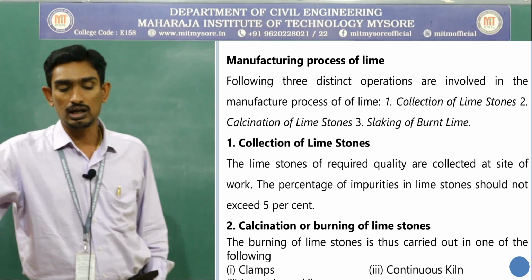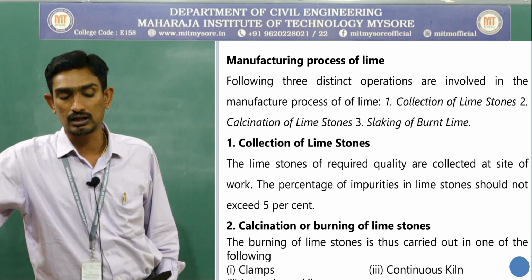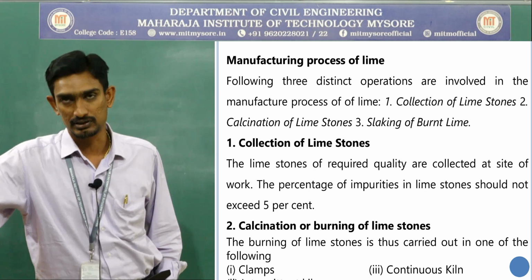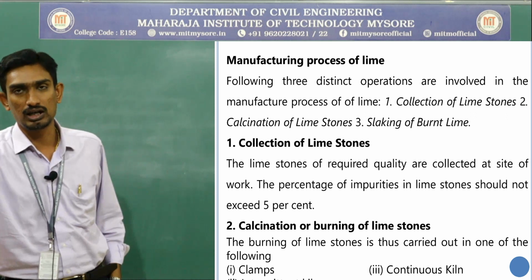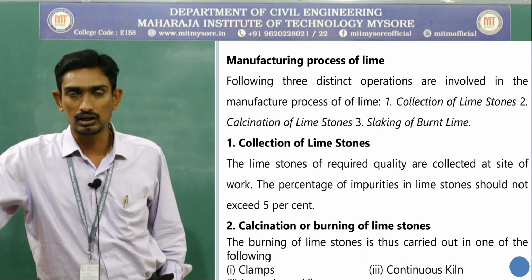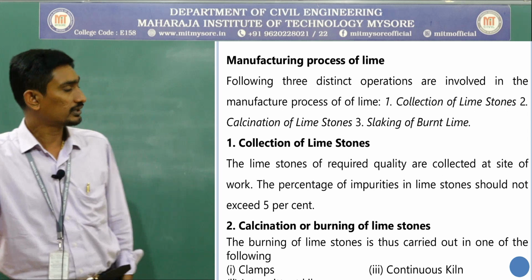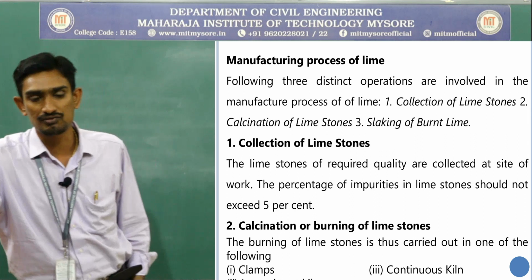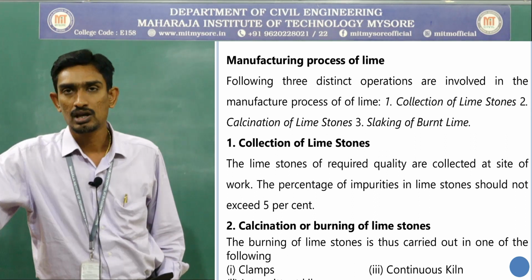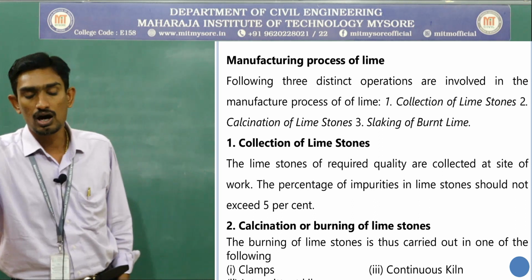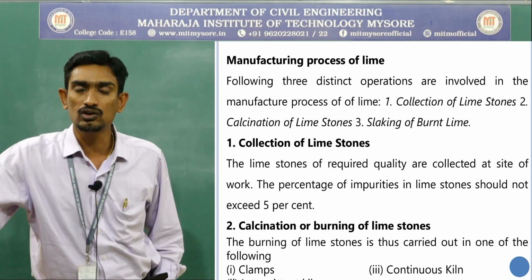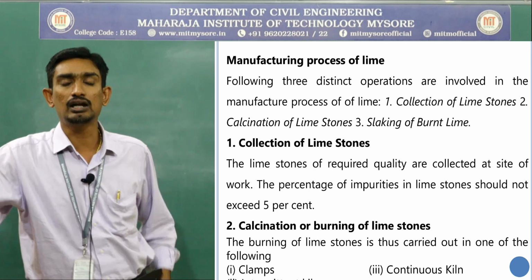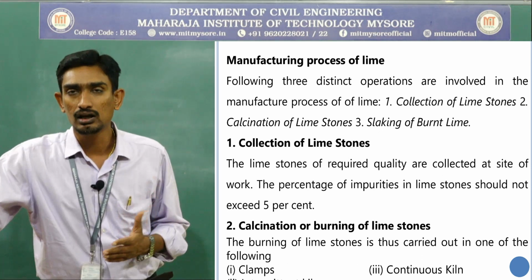Collection of limestone. The limestone of required quality is collected at the site of the work. The percentage of impurity in the limestone should not exceed 5%. Whatever limestone is available, we need to collect it in order to produce lime. Next, calcination. The burning of limestone is carried out in one of the following ways. It may be through clamps, intermittent kilns or continuous kilns. Intermittent and continuous kilns are completely mechanized operations, and we can control the temperature while doing the burning.